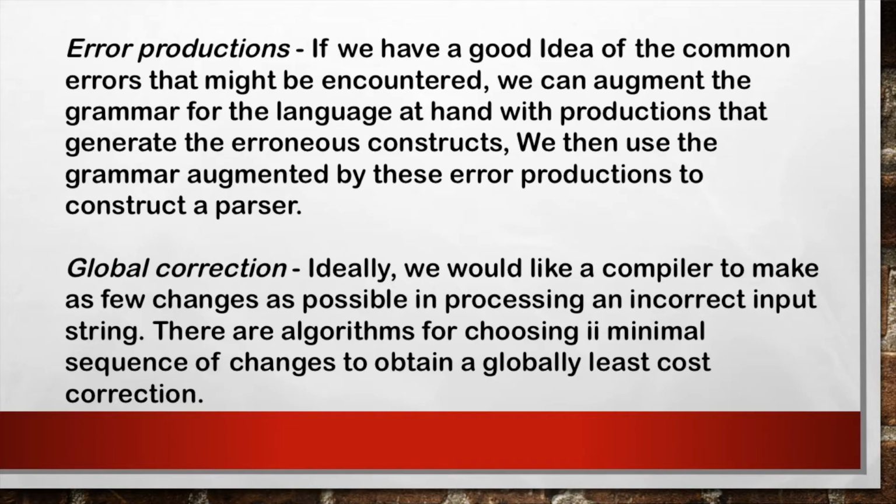A commonly made error by programmers is a semicolon replaced by a comma. Next, the global correction. There are algorithms with changes to modify an incorrect string to a correct string. These algorithms perform a minimal sequence of changes to obtain a globally least-cost correction. When a grammar G and an incorrect string are given, this algorithm finds a parse tree for a string Q related to the input with a smaller number of transformations. The transformations may be insertions, deletions, and changes of tokens.